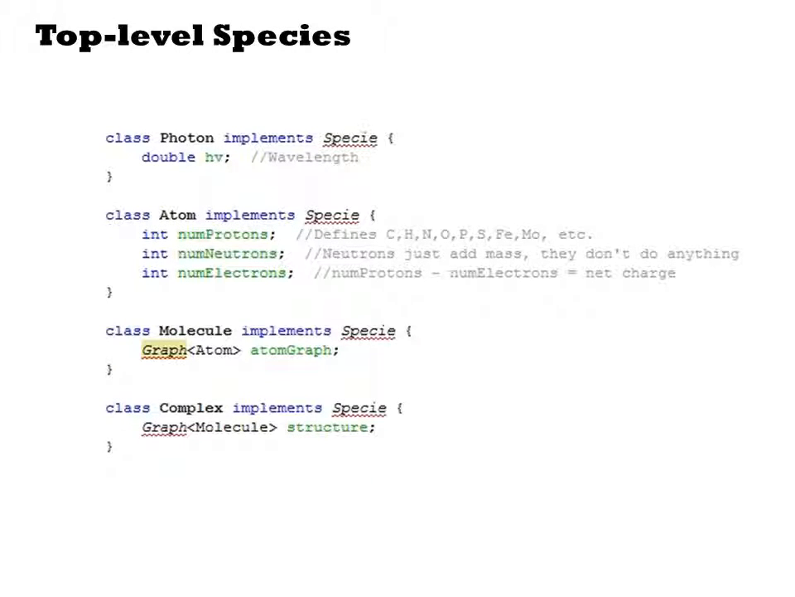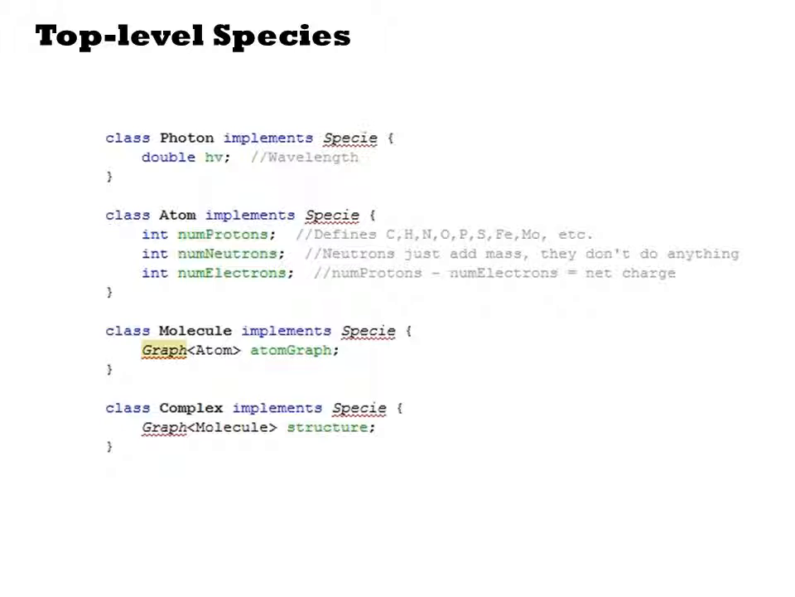Alright, at the most basic level we can discuss four classes of species: photons, atoms, molecules, and complexes. The photon is entirely defined by its wavelength, which is a simple real number expressed in nanometers. An atom is defined by its number of protons, neutrons, and electrons. Based on the number of protons, one can look up the name of the atom like carbon or sulfur, so we don't have to include both pieces of information. Num protons is sufficiently expressive. All these counts are integers because each particle is itself quantized. You can't have half an electron.